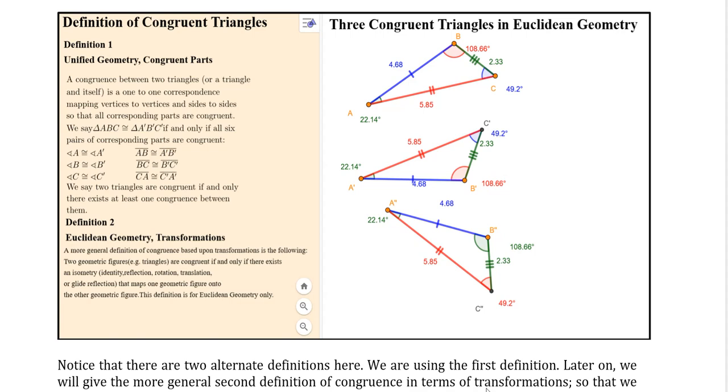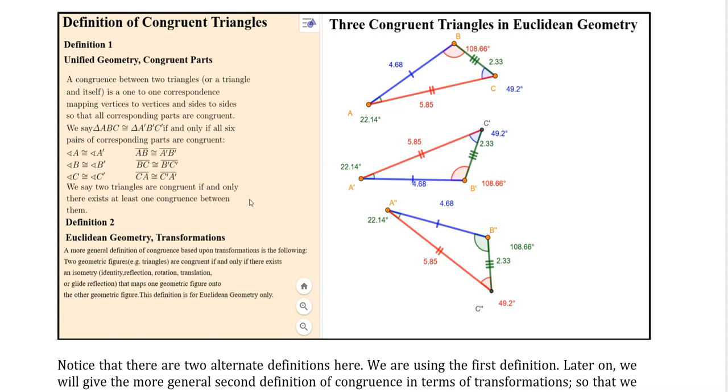One is by looking at transformations and fitting congruence of triangles in a larger idea of transformations, where we say two figures are congruent if and only if there is an isometry, identity, reflection, rotation, translation, or glide reflection that maps one geometric figure onto the other. Now, we're not going to take that approach in my class. We'll get to that later in one of the later playlists on transformations.